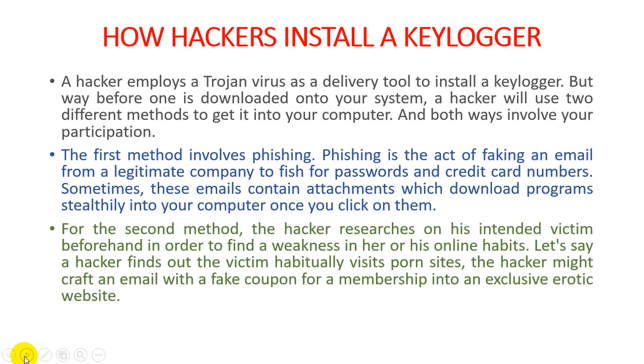In the second method, the hacker researches the intended victim beforehand in order to find a weakness, or vulnerability, in her or his online habits. They monitor our activity, through which they can easily find out our habits, or daily activity. Based on the daily activity, they can find a weakness of a particular user. Let's say a hacker finds out the victim visits porn sites. The hacker might craft an email with a fake coupon for a membership to exclusive erotic websites. It is one example.